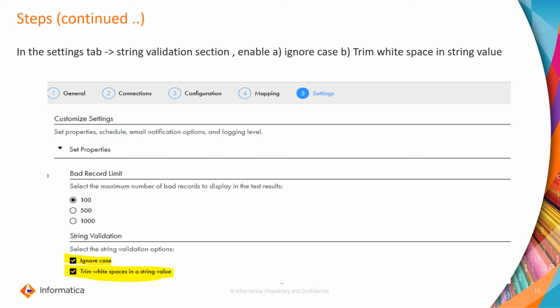There are two checkboxes. One is for ignoring the case. If you do not want it to be case sensitive, then you can select this, or if you want the records to fail for case sensitivity also, then you can uncheck this. Similarly, if you want to ignore the spaces, then you can check this box so that the spaces get trimmed. But if you want to include the spaces during comparison, you can uncheck the box so that the spaces also get covered during the comparison.